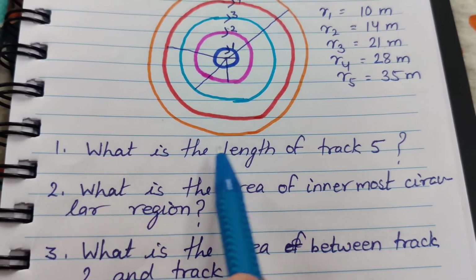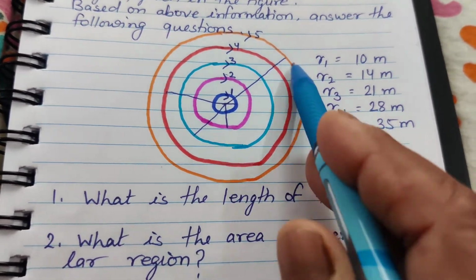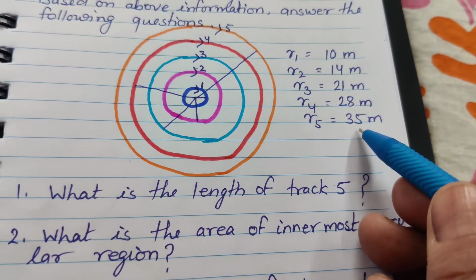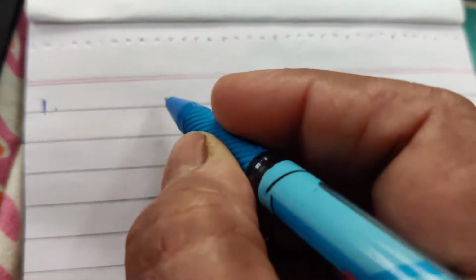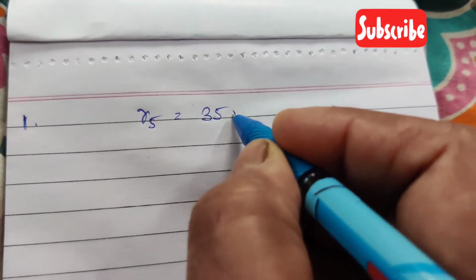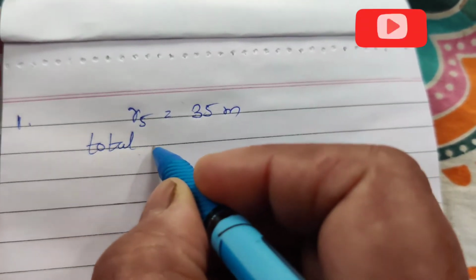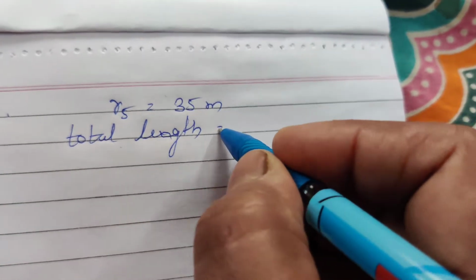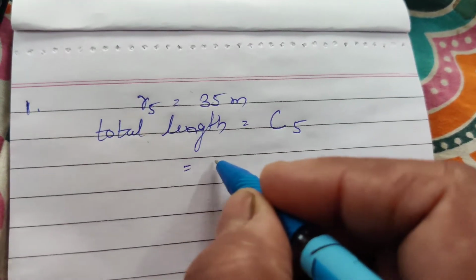Question number 1, what is the length of track 5? What is the total length of the track 5? It means the perimeter of the track 5. The radius of 5th track is 35 meter. How to solve? The total length means circumference. Total length equals circumference of the 5th track. The formula of this is 2 pi r.